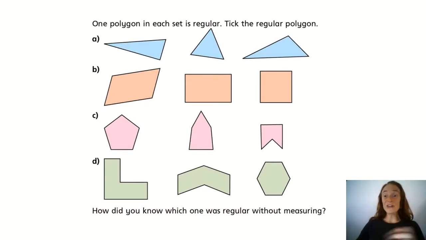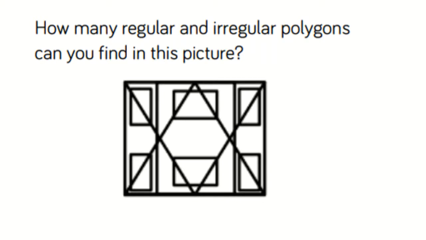Hi, so this is a challenge that you can find on the work that will be sent home or that will be available online. You can also find it on Seesaw. One polygon in each set is regular, but just one, and you need to tick the regular polygon. And then I want you to think, how did you know which one was regular without measuring? And one last challenge. I'm going to give you 2 minutes for this. How many regular and irregular polygons can you find in this picture? And what I want you to do is to pause the video and see how many you can get.